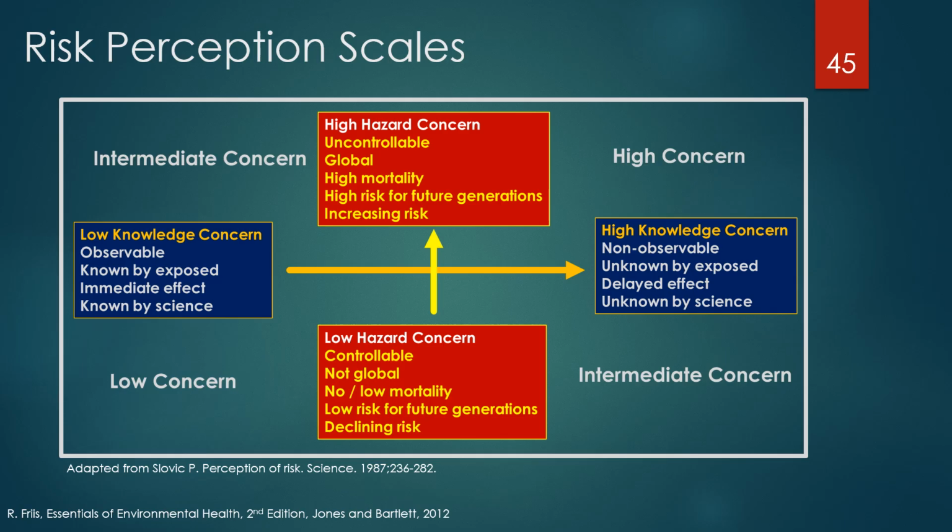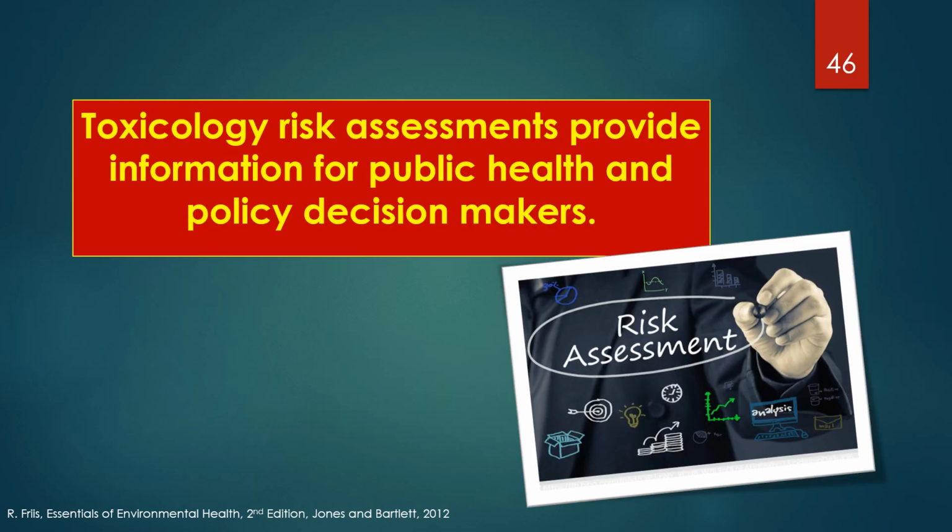A low knowledge score is associated with a toxic exposure that's observable, known by those exposed, and has an immediate effect, and known to science, versus a high score associated with an exposure that's non-observable, unknown to those exposed, delayed effect, new risk, and unknown to science. Toxicology risk assessments provide information for public health and policy decision makers.